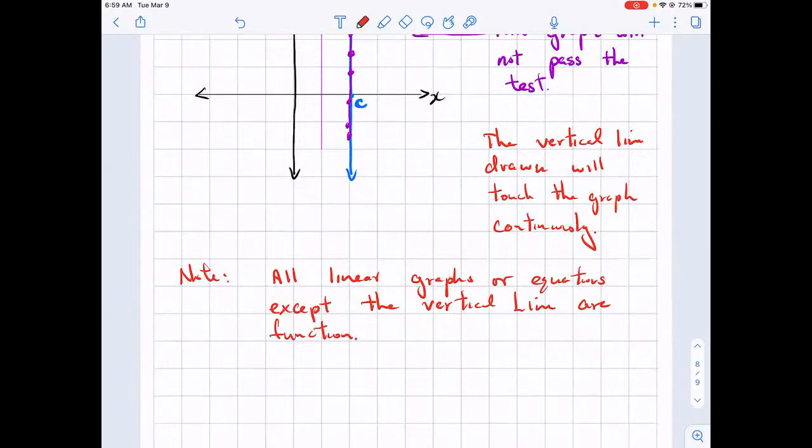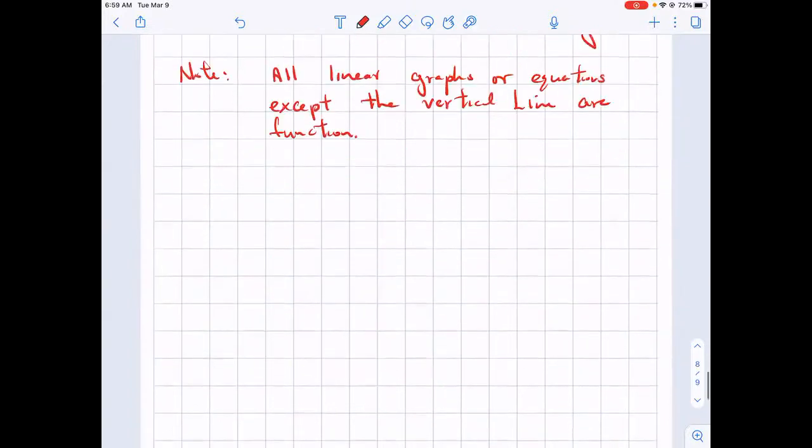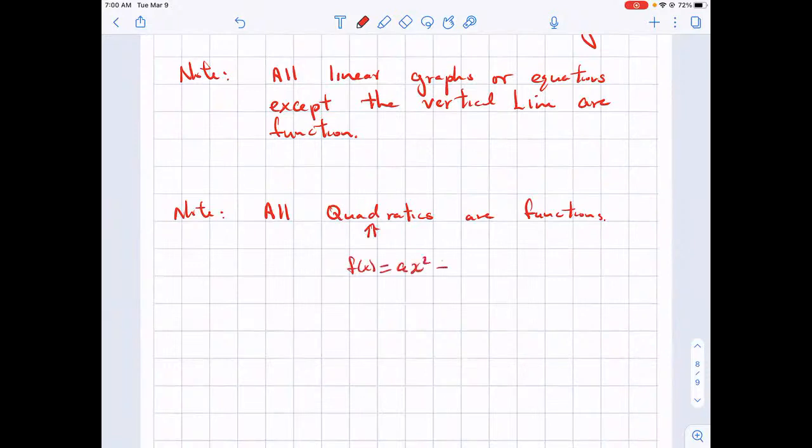Now, the same thing we can say for quadratics, right? You will notice also, so note, all quadratics are functions. All quadratics are functions. It doesn't matter. And when we speak of quadratic, anything that's in the form f of x equals ax squared plus bx plus c, where a cannot be equal to 0, right?